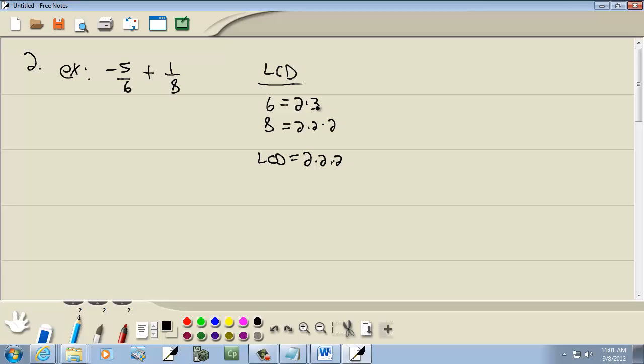Then I'll go to my next prime, 3. And we're looking for the greatest number of 3's on a single line. There's 1 here, none here, so the greatest number of 3's on a single line is 1. So 2, 4, 8, that gives us 24.